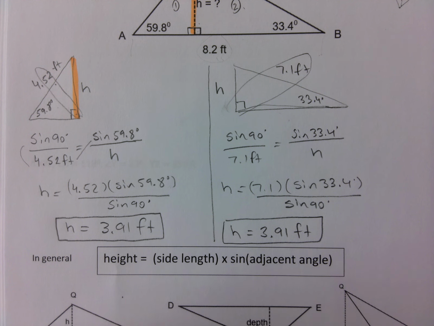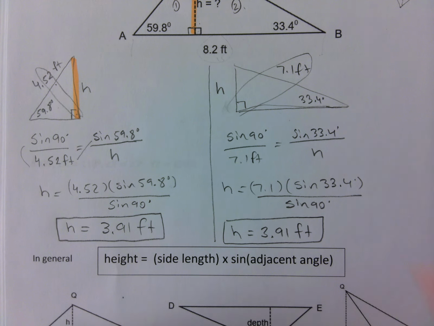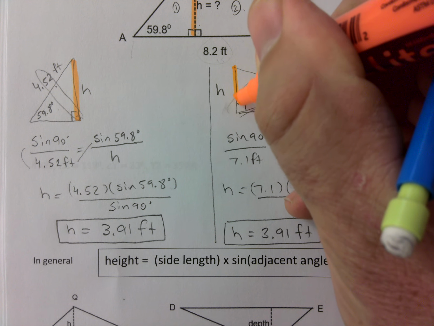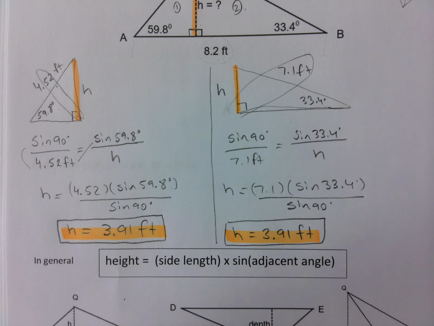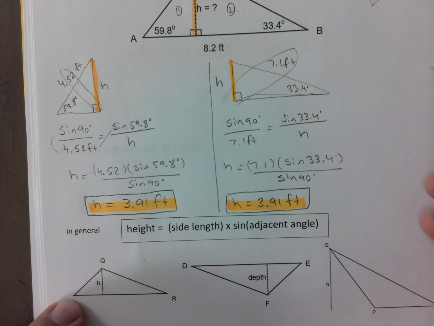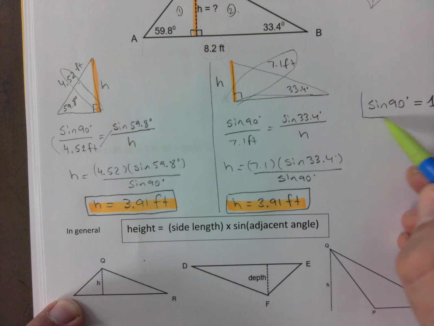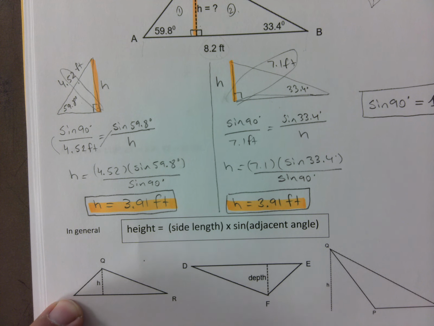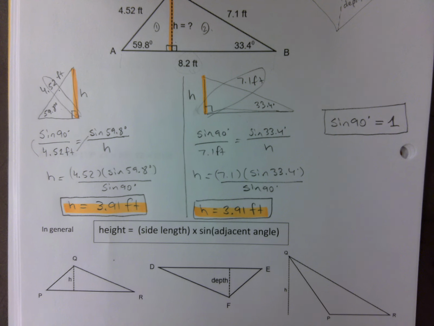Which is what we expected, right? And sorry, I'm going to highlight this height orange again, right? That's what we're finding here. That's what we found. And on the side here, I will just say that sine of 90 degrees is always 1. You can't see that, now you can.